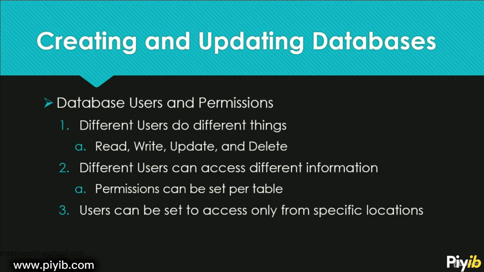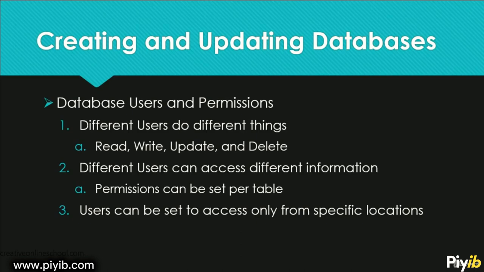This is handled through a combination of users and permissions. There are three main uses of users and permissions. First, it allows you to determine what actions a person can take on a database. You may not want everyone who can see the data also being able to enter new data or update it. The four primary permissions are read, write, update, and delete, and they allow a user to do exactly what you would expect.